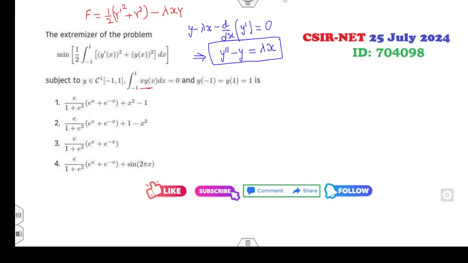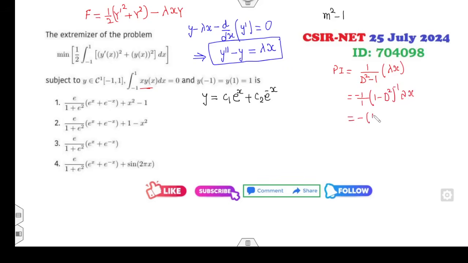इज इट ओके? नाउ इस कांस्टेंट कोएफिशिएंट इक्वेशंस, सो इसके इक्वेशन क्या बन जाएगी, m स्क्वायर माइनस 1. सो सॉल्यूशन विल कम c1 e raised to power x, c2 e raised to power minus x. And for this case you can find the particular integral 1 over d square minus 1 of lambda x. So I can take minus common. Fine. So then it's 1 minus d square of minus 1. So I can expand up to the first degree only. 1 plus d square of lambda x. So that will be minus lambda x.